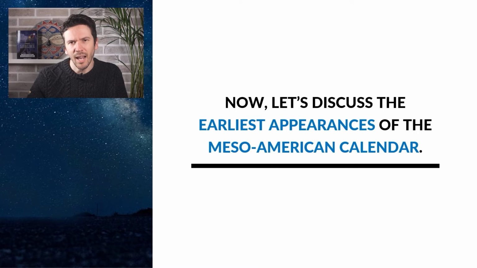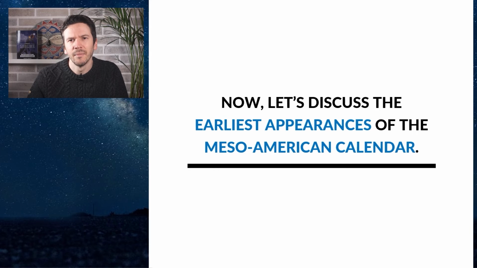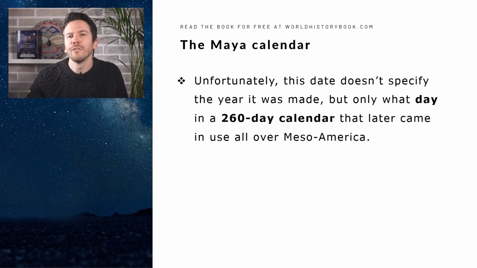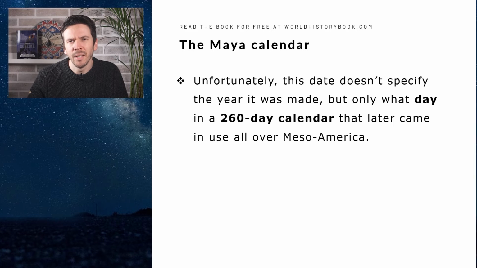Now we're going to approach the calendar. Let's first discuss the earliest appearances of the Mesoamerican calendar. The oldest written date that we find in Mesoamerica didn't belong to the Mayas, but to the Zapotec civilization. It is dated to about 600 BC and shows a captive next to a glyph that reads 1 earthquake. Unfortunately, this date doesn't specify the year it was made, but only what day in the Mesoamerican 260-day calendar that came to be used all over Mesoamerica, and that we'll discuss in a bit.